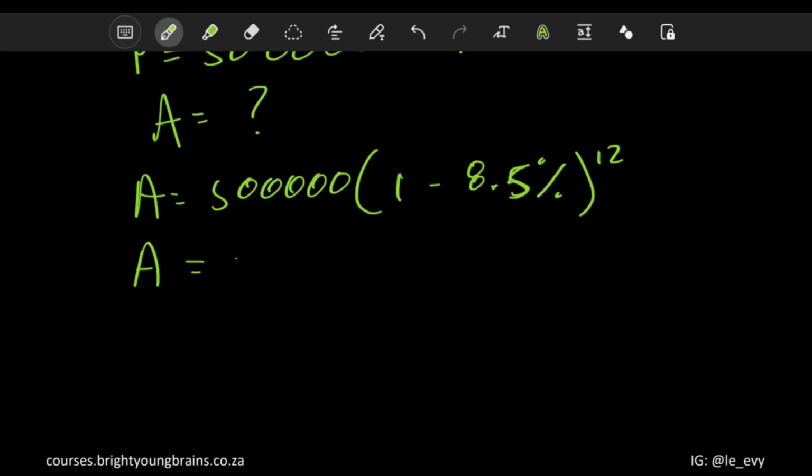So this is just going to give you 172,196, like that. And then that is all you need to do for this question. You see, nothing crazy, nothing major. It doesn't look like we are struggling here with this paper. This paper seems quite okay.